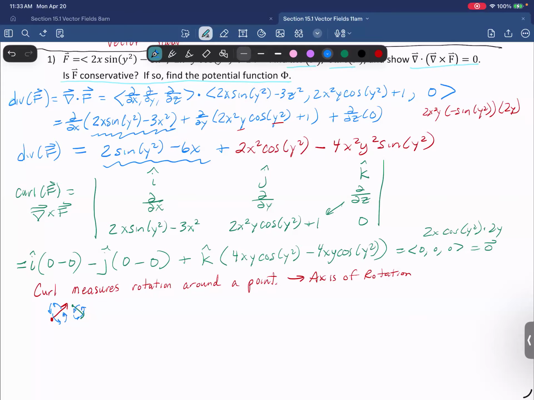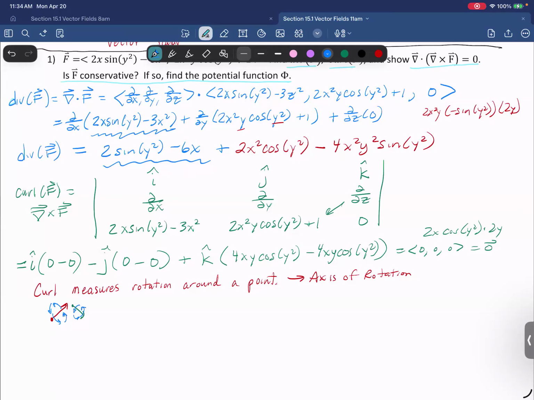Would the point itself not be the axis? No, because the point is just a single point. An axis is a line. So it's kind of a weird thing, but it is.